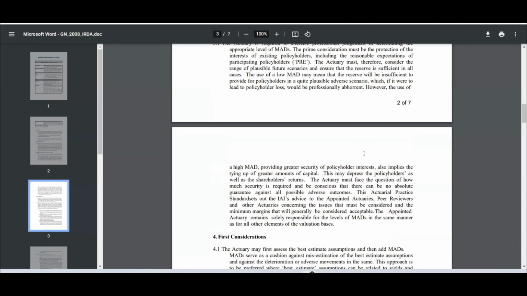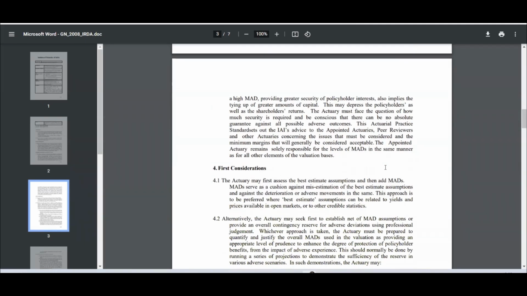Assets, because they're traded in the market, we have gone through the concept of fair valuation a number of times. So that's why the price of assets is easy to determine. So coming back to the calculation of MADs, the actuary can establish best estimate assumptions and then add MADs. So MADs act as a cushion against misestimation of the best estimate assumptions. Now, best estimate assumptions can be used when there is a price to tie up to, or a yield to which the parameters can be related, or other critical statistics in the open market. So basically the fair value concept. If you have something you can relate to, then you can use that as a best estimate assumption.